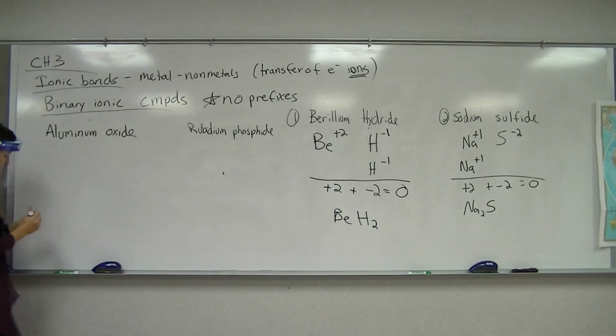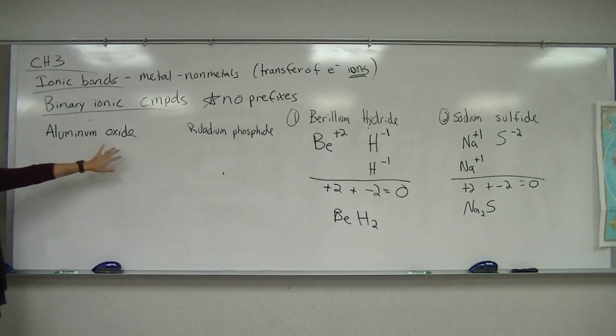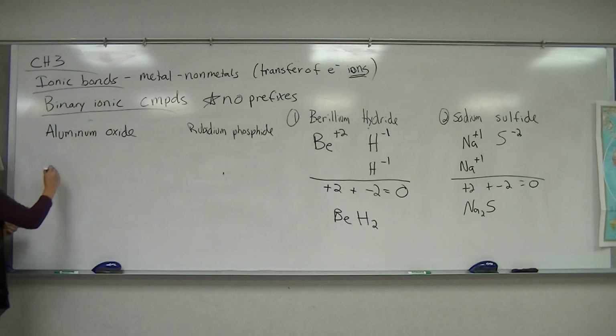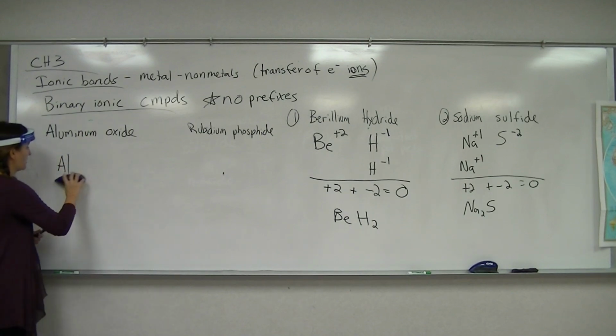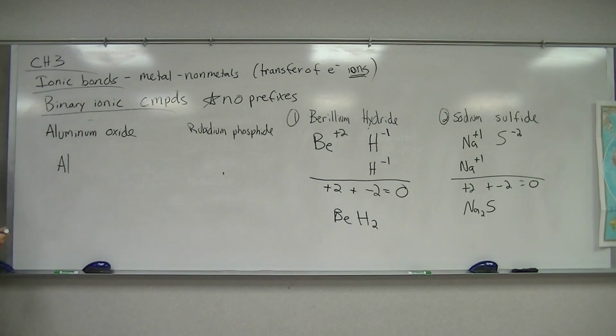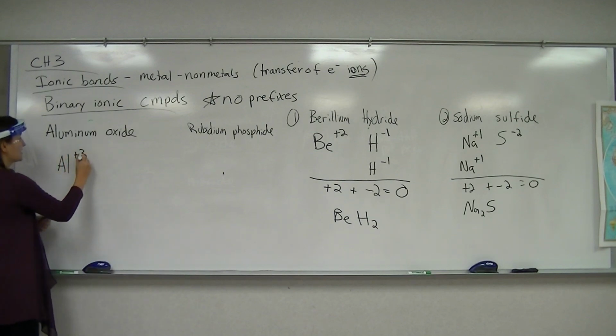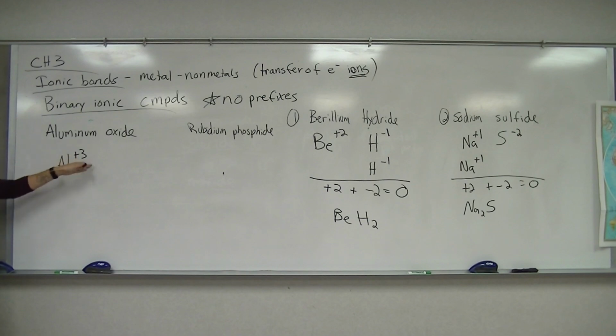So aluminum oxide. Let's find the ions. Let's find the symbols with the charges. Aluminum is a metal. It's on that zigzag line, but it's not a metalloid, it's a metal. What charge does aluminum have? +3. Since it's a metal, we know it's going to be a cation. We know it's going to lose electrons. Since it's in group 13, it's a +3. It has 3 valence electrons that it loses.